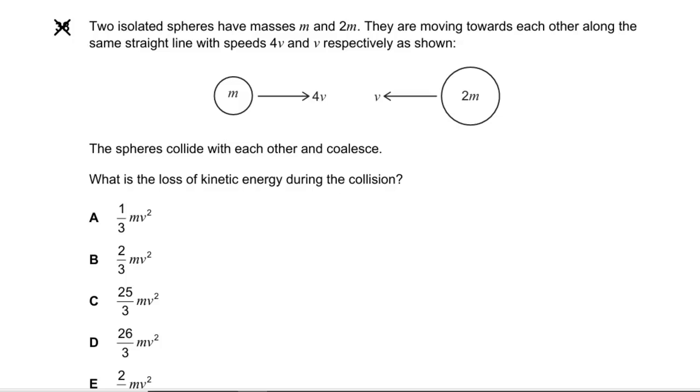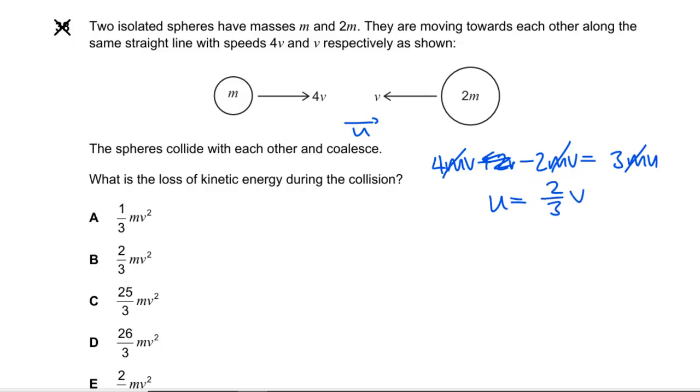Right, so conservation of momentum then. So say they were going to move at u afterwards. We've got more momentum going that way. So let's say that was u afterwards. Not that it really matters, but we've got 4mv plus minus 2mv is equal to 3mu. So we've got, get rid of all of these things. So u is going to be 2/3 of v.